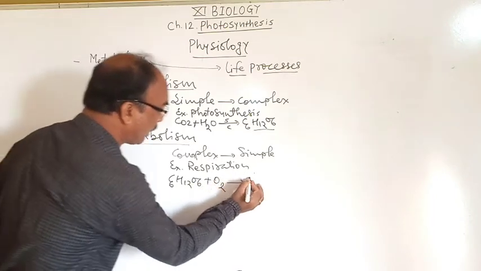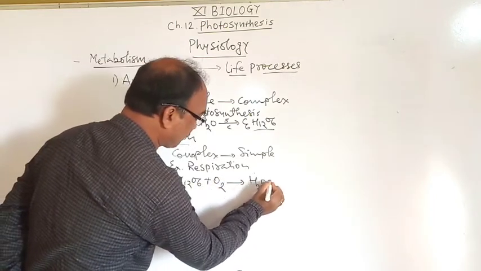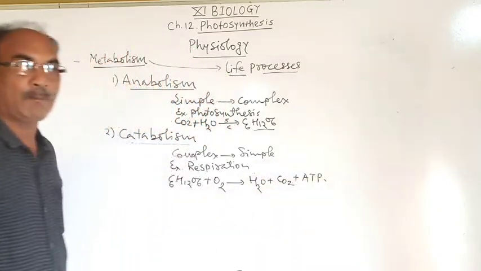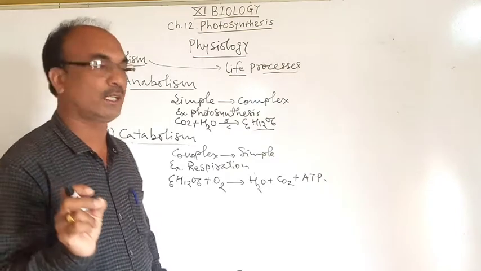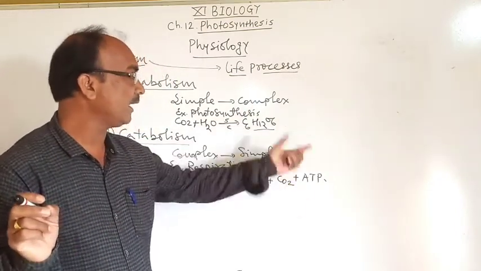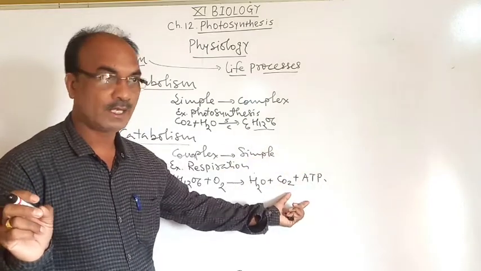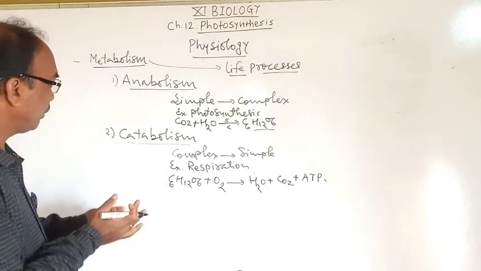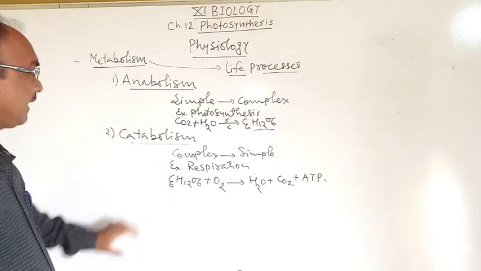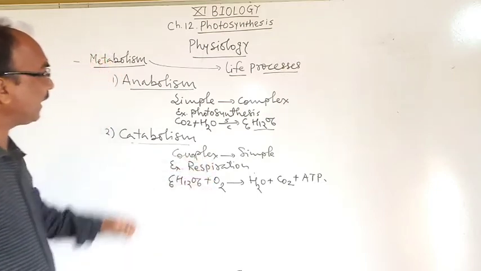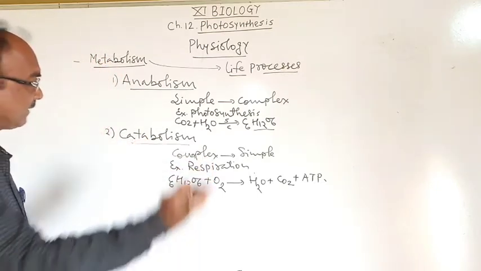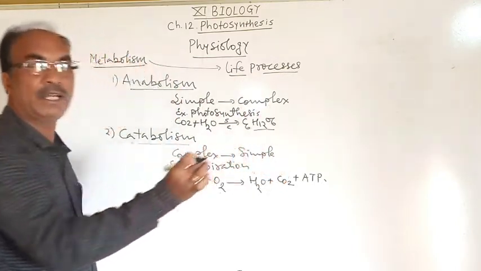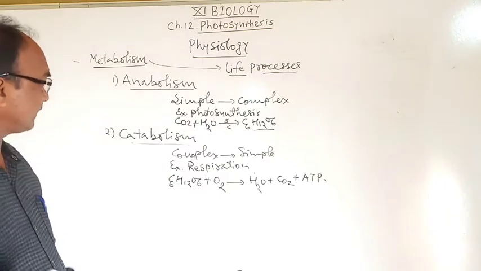of oxygen to form H2O and CO2, and it produces a biologically usable form of chemical energy in the form of ATP, and that process is called respiration. यहाँ पे देखो कैटाबॉलिज्म क्या होता है. कैटाबॉलिज्म is a chemical process in which complex substances are converted into simple substances.